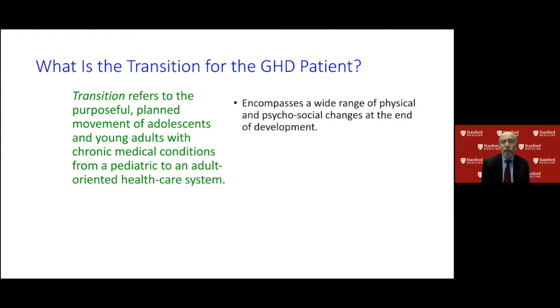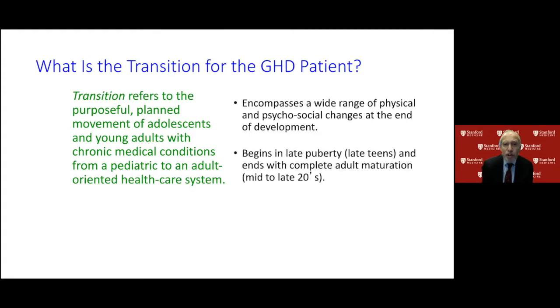These problems that I'm referring to encompass a wide range of physical and psychosocial changes at the end of development. And really, this transition begins in late puberty, in the late teens, and doesn't end until we have complete adult maturation in the mid to late 20s. So the transition is not a short period. It can actually be a period of about 7 years between final transition between pediatrics and adults.